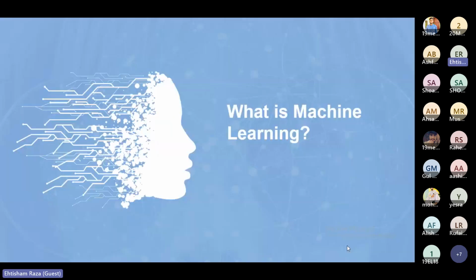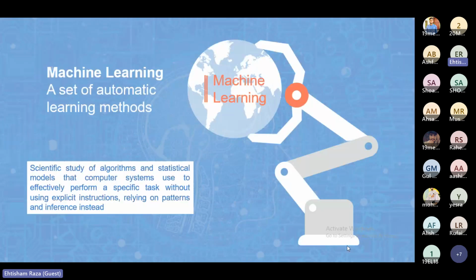So what is machine learning? Machine learning is basically a set of automatic learning methods. You are training your machine with a set of learning methods. Let me make it simpler; we will get into more detail with time. In machine learning, you define a set of rules and pass those rules to your machine. Machines here are your algorithms, not any hardware. We are talking about software. So the machine is basically software which you train based on a set of rules.